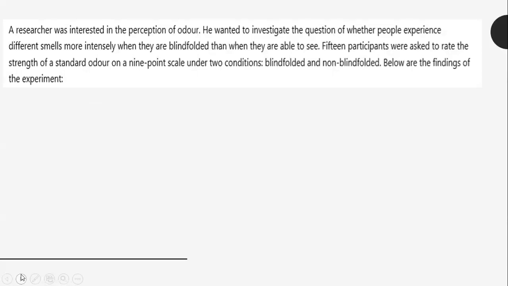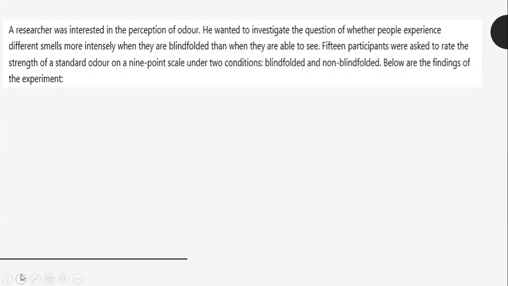Here we have a lovely exam question I've taken, and I'm going to work it through because I thought it might be easier working through an actual example so you can see the process than just talking you through the process. So a researcher was interested in the perception of odor. He wanted to investigate the question of whether people experience different smells more intensely when they are blindfolded and then when they're able to see. 15 participants were asked to rate the strength of the odor on a 9-point scale under 2 conditions, blindfolded and non-blindfolded. Right, and below, in a minute, you'll see the findings.